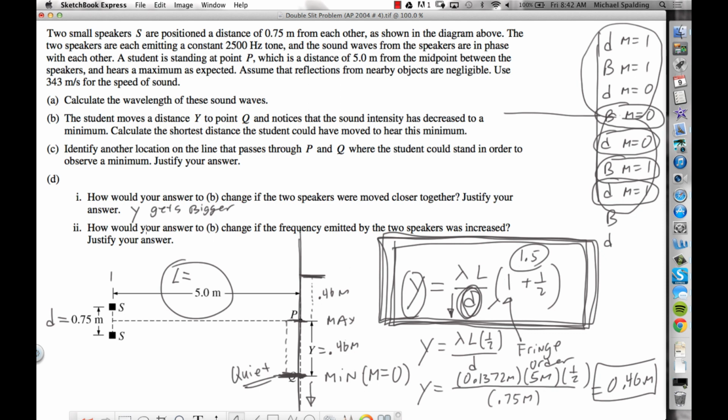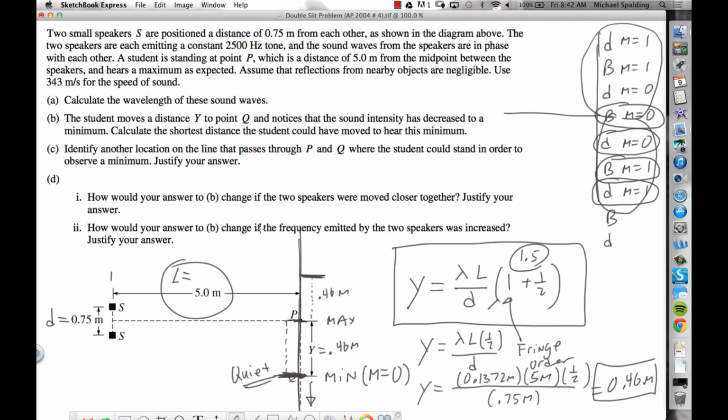Okay, last question. How would your answer to B have changed if the frequency was increased? Ooh, if the frequency increased. All right, so look at our equation here. Is frequency in here? No. But you should realize that frequency is related to something. See, look, in the velocity equation, velocity is wavelength times frequency.